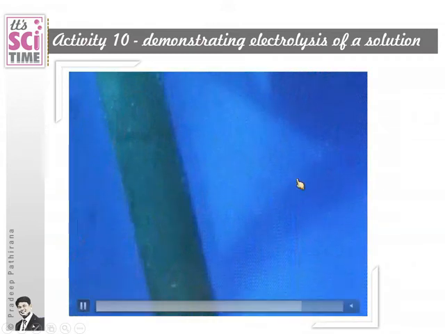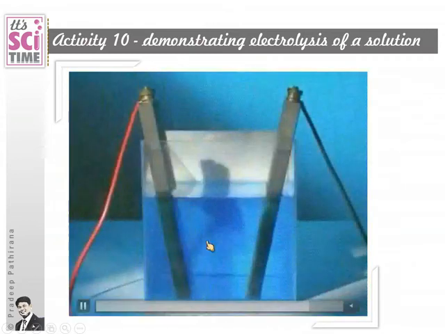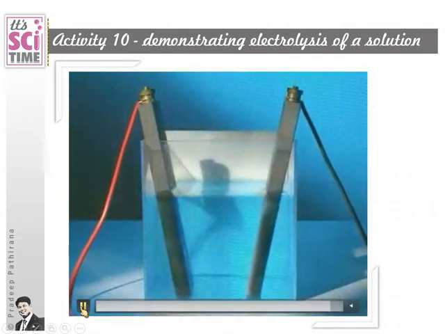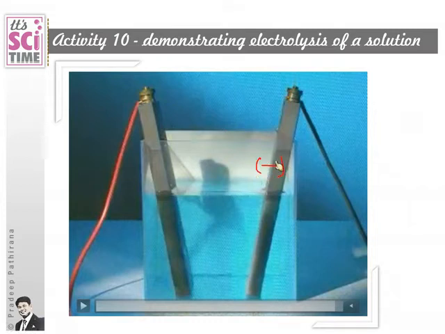Then what happens to this solution? Look at the light blue color of the solution gradually fading out. That occurs because copper is coming and depositing over this plate. Always remember, if you want to plate something, if you want to plate copper on that, you must connect that to the negative terminal. Remember that as well.